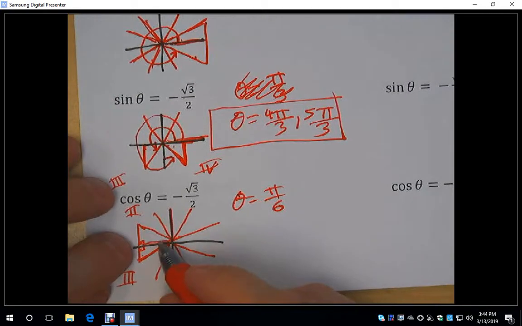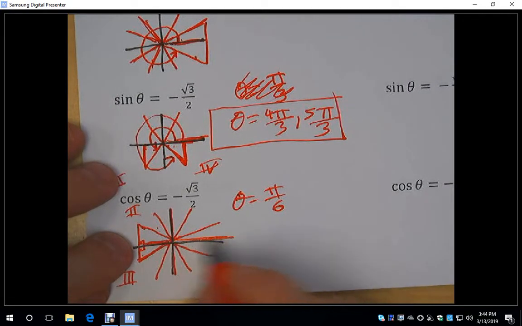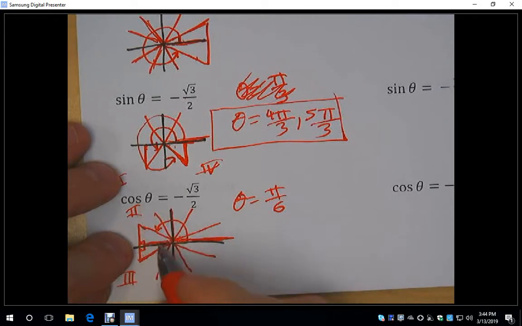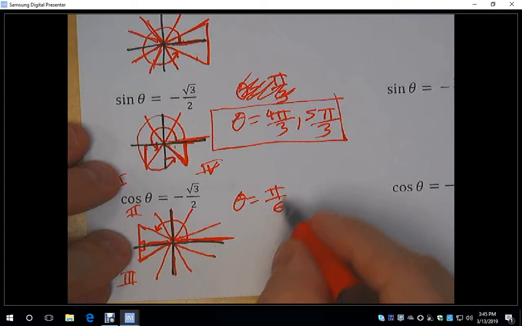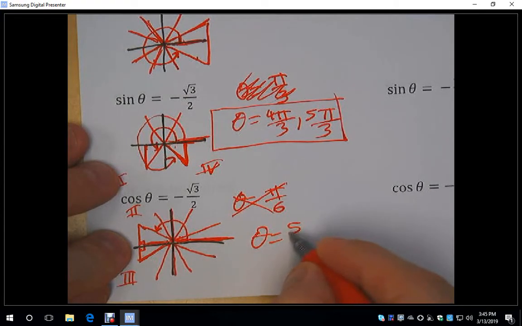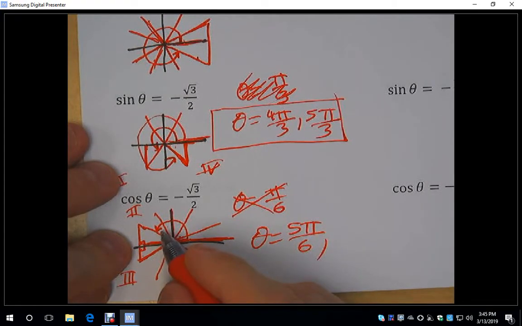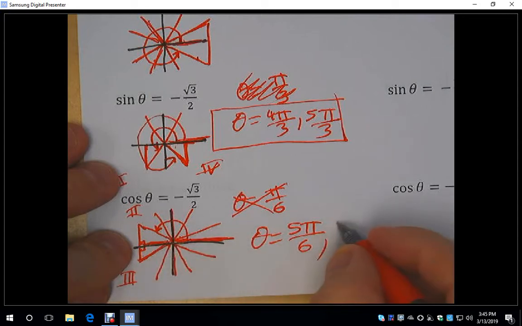The idea again is that my adjacent and hypotenuse are the same for both of these triangles, but we always start at the initial side, and so we're going to rotate around to here where our cosine is negative. So we have 1 pi 6, 2 pi 6, 3 pi 6, 4 pi 6, 5 pi 6. So theta equals 5 pi 6. And then 6 pi 6, 7 pi 6. We have 7 pi 6. So there you go.